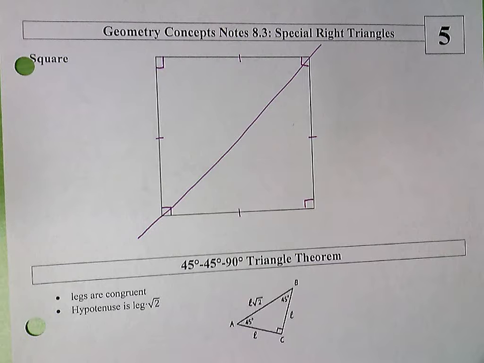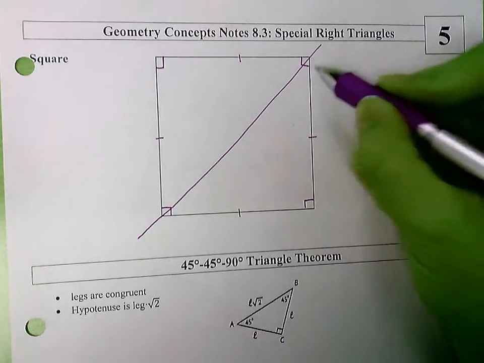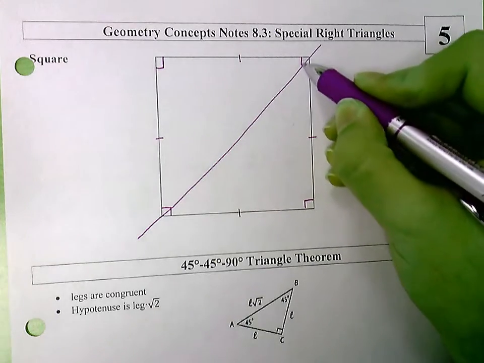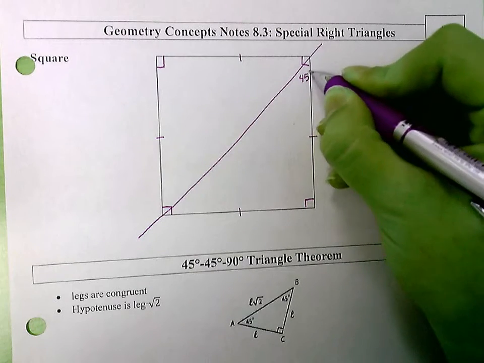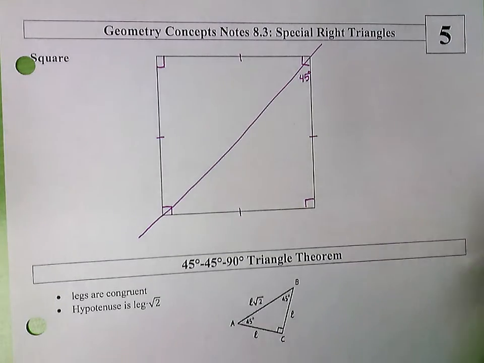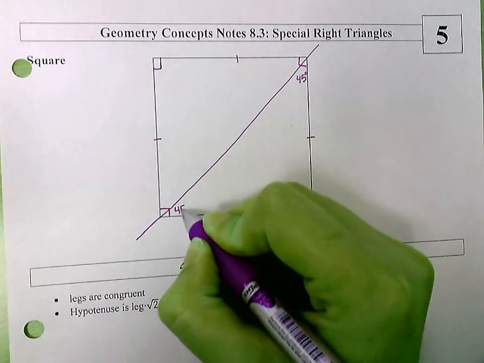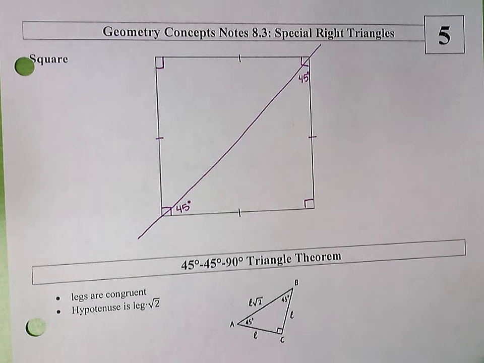It could do four, but I'm just going to do two. So, with this square, I create one of my special right triangles. Okay? So, if I take this diagonal and I go through this 90-degree angle, what is it going to do? It's going to make it a 45-degree angle. Okay, same thing with the other one right here.